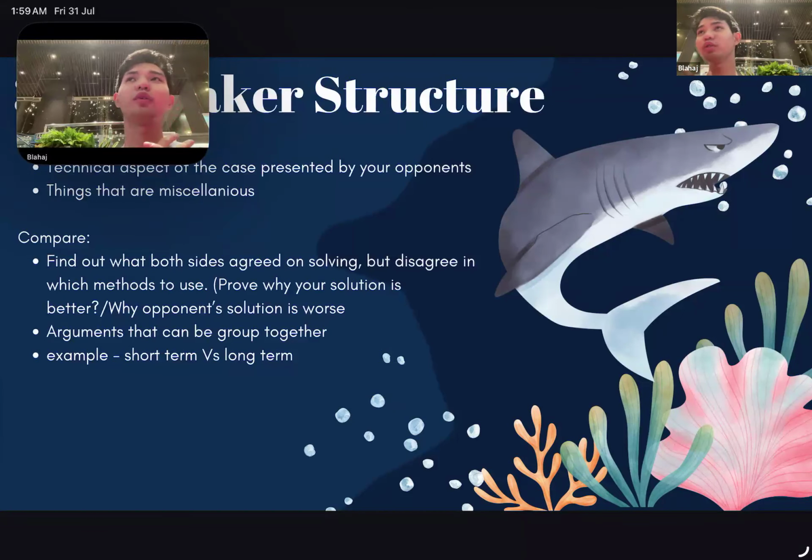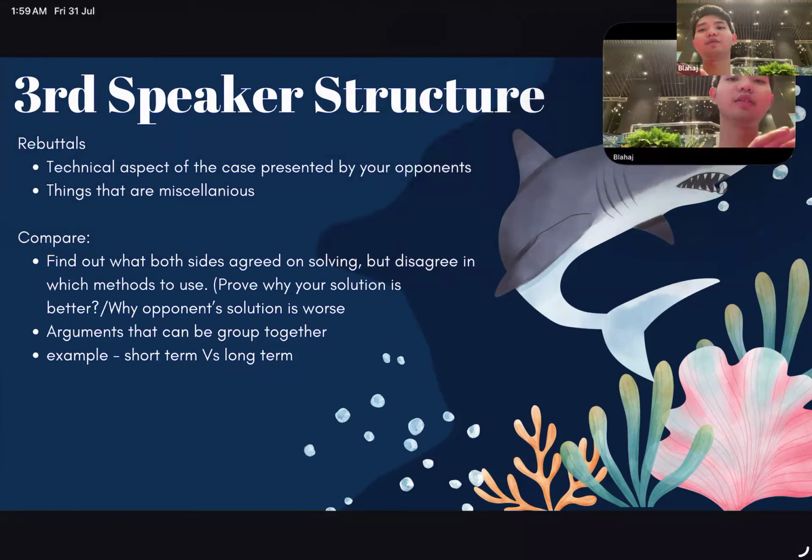In terms of how to do the third speaker in general, the structure is ultimately simple. The first part is always doing rebuttals, where you present the technical aspects of the case presented by your opponent and why it is strategically wrong, or why the sense of direction from your opponent is ultimately wrong. Secondly, things that are considered miscellaneous. What do I mean by miscellaneous? These are things that you are not able to compare, things that just exist differently from the things that you can compare on.